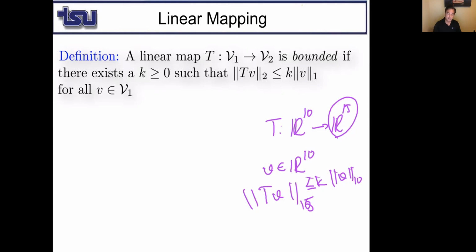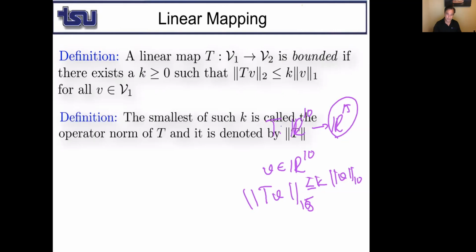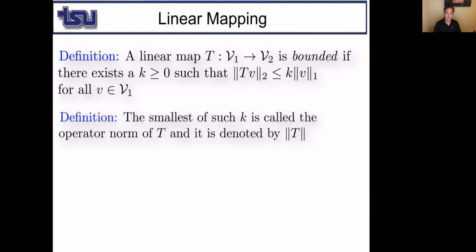And if I look at the minimum of all such Ks, the smallest such K is called the operator norm. So think about all Ks that satisfy this condition and take the minimum of those Ks. That's called the norm of the linear mapping, or the operator norm of the linear mapping.